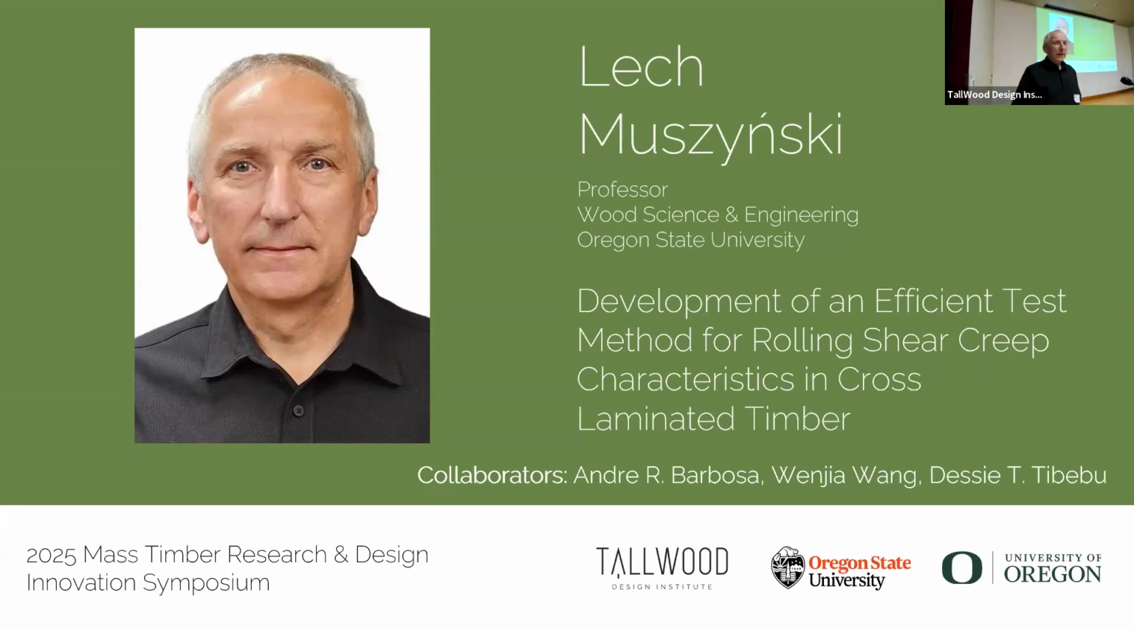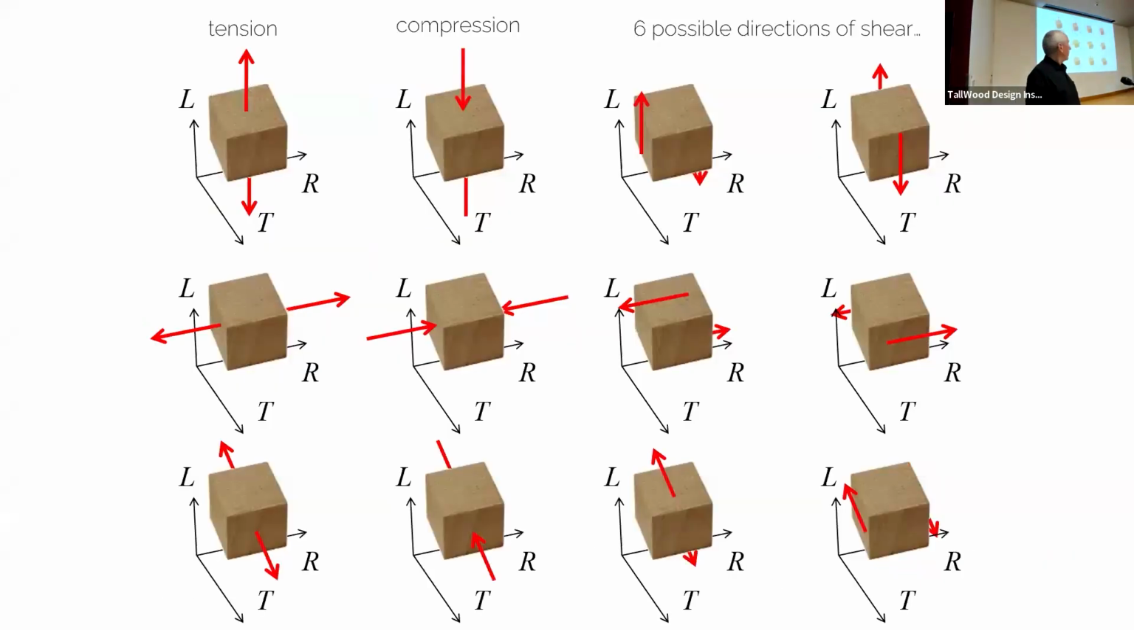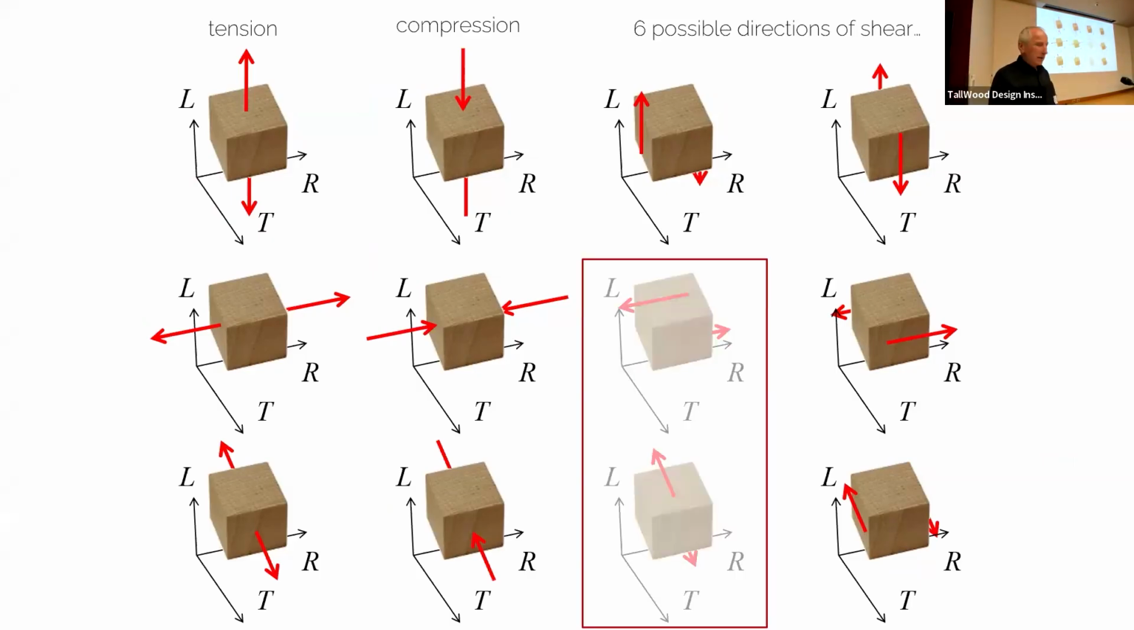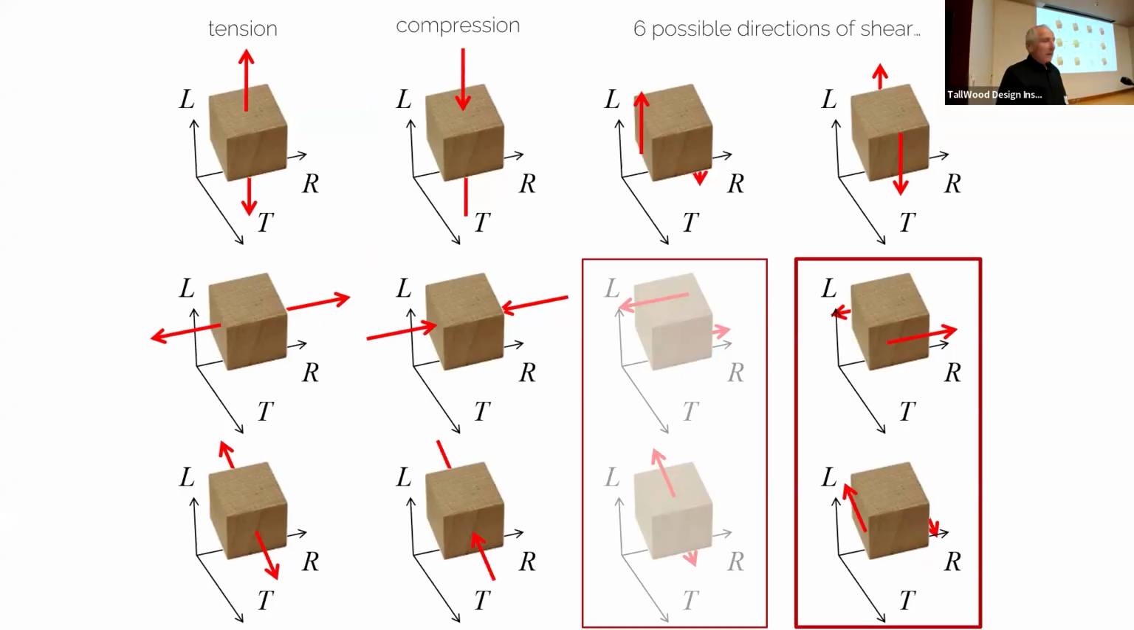The topic is about developing efficient test methods for rolling shear creep characteristics in cross-laminated timber. Now, rolling shear: you can load wood in very many ways, except this one, shear perpendicular to the grain. You don't see it. You cannot really take scissors and cut wood. But rolling shear would be rolling perpendicular to the longitudinal axis in the tangential-radial or radial-tangential plane. So this to bring it home.